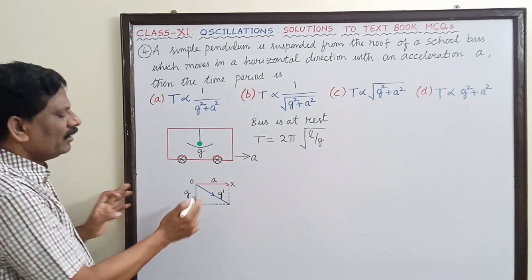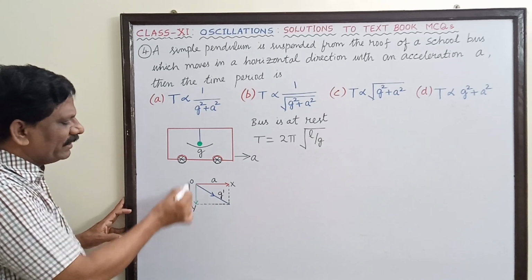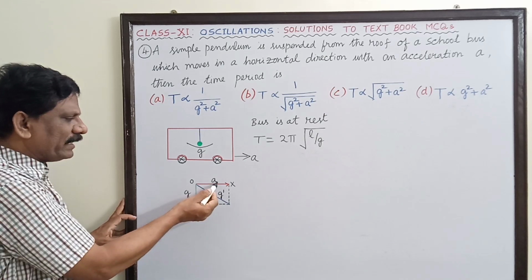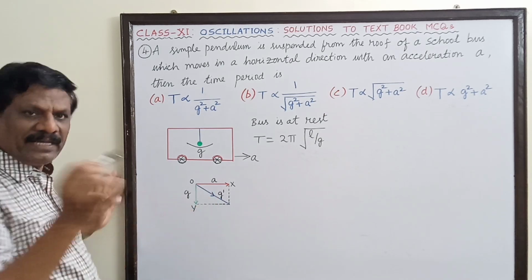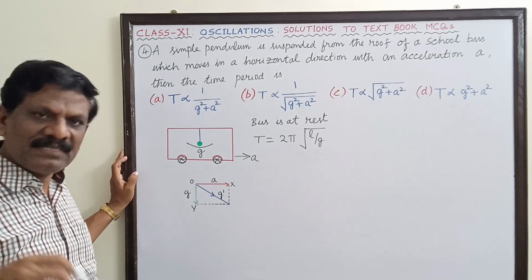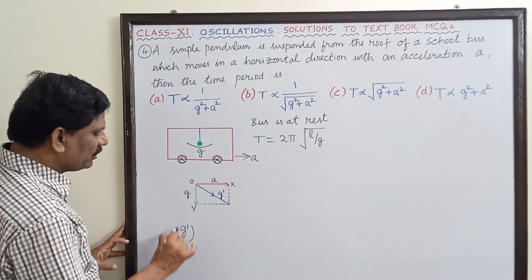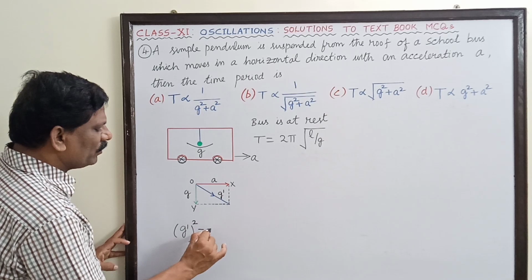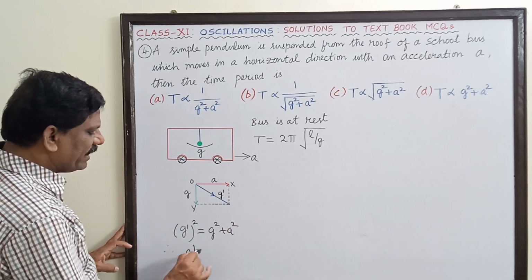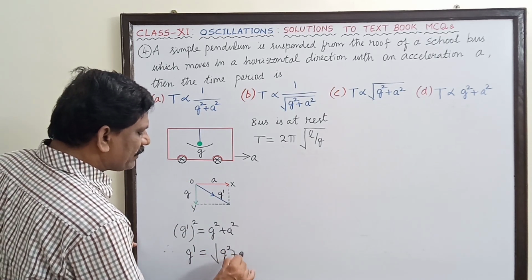Vector picture. Acceleration a is acting along the horizontal and acceleration g is acting perpendicular to the horizontal, that is along the y-axis. So when two vectors a and g are perpendicular to each other, we have to find the resultant acceleration vector and its magnitude. So g dash squared is equal to g squared plus a squared. Therefore g dash is equal to the square root of g squared plus a squared.